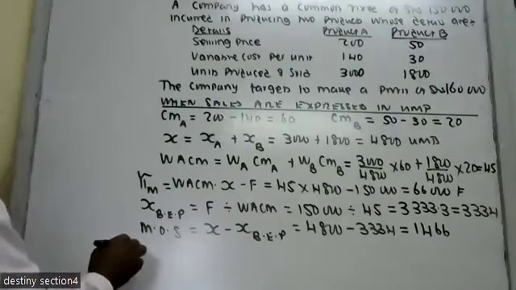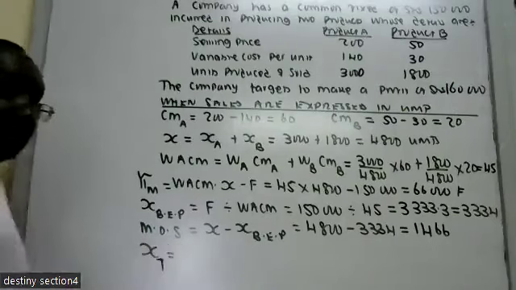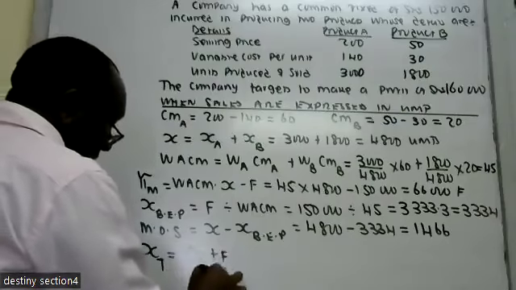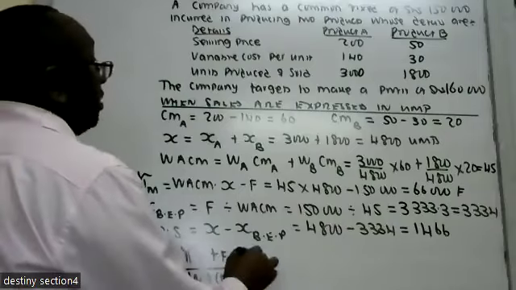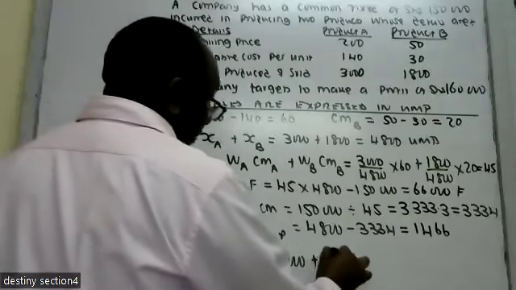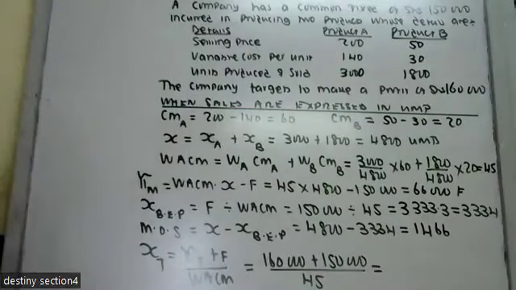Now, the next one is the target X. For this one, you take the target profit, add the fixed cost, and divide by WACM. Here we are targeting a profit of 160,000 and our fixed cost is 150,000. You divide by 45. How many units are those?